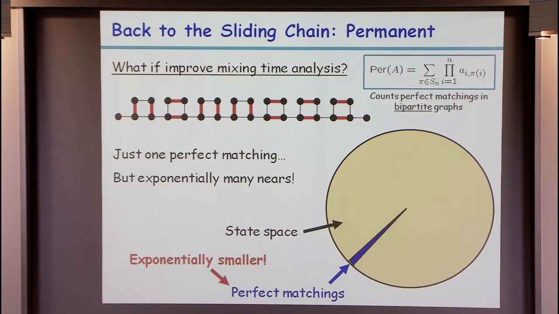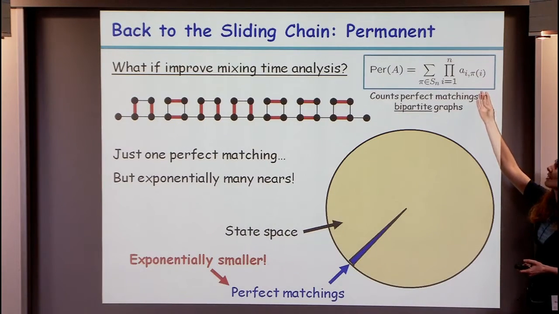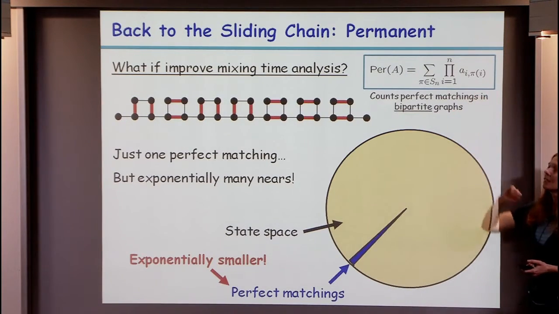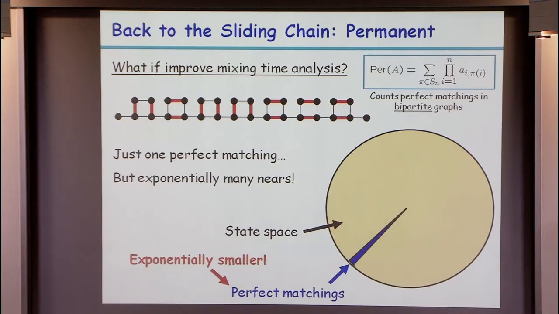So, I'm not going to actually get into this definition, but if you think about it, if A is your adjacency matrix, you're just going to count the number of perfect matchings in a bipartite graph. Okay, so that's what I'm going for: to figure out how many perfect matchings there are in a bipartite graph. If you recall, we know how to count all of the matchings approximately. That's what we did in the first part of the talk.